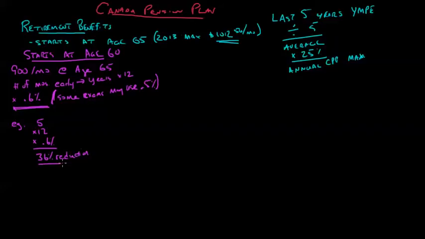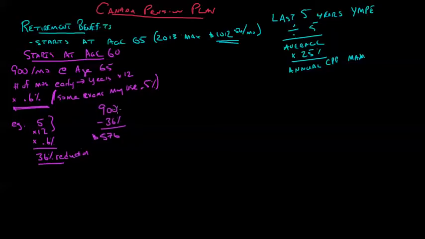It's not always going to be 36%. If we have somebody who retires a little bit after 60 but before 65, then this wouldn't be 60 months. This would just be the appropriate number of months. So let's say that this person is going to be subject to a 36% reduction. We say 900 minus 36%, and that would give us $576.